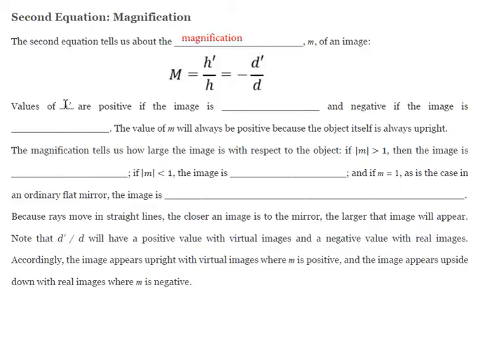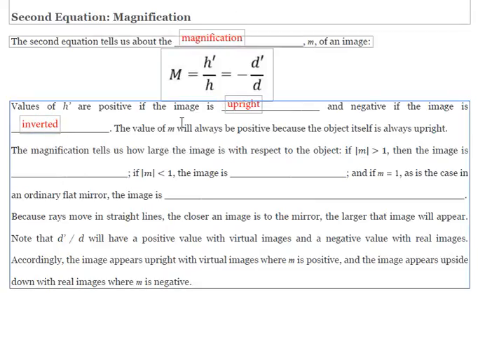So you have to be careful here. H prime values are going to be positive if the image is upright. If you get negative values for H prime, that means that your image is inverted, upside down. The value of the magnification is always going to be a positive because the object always has to be upright.